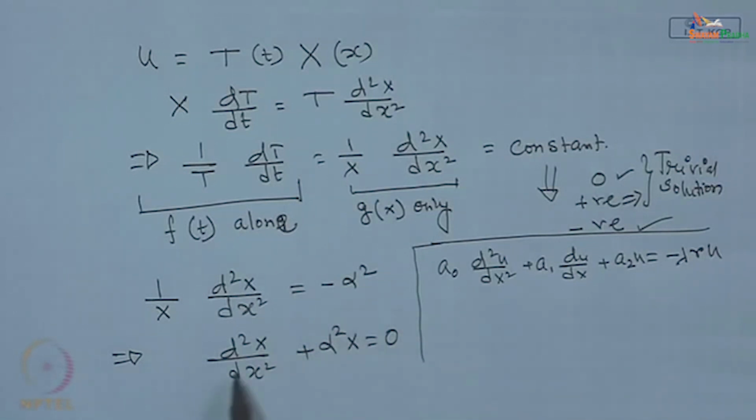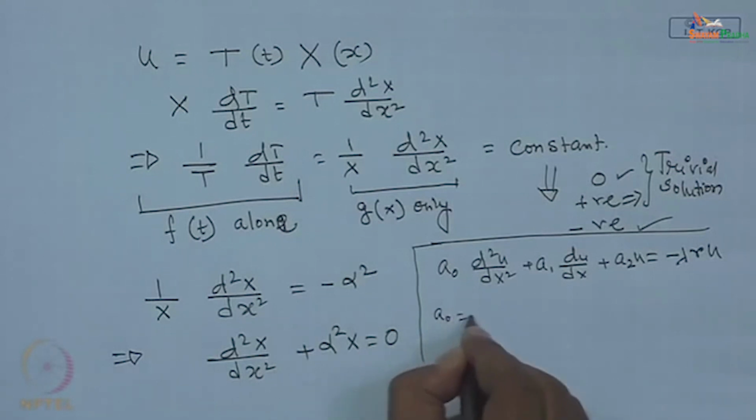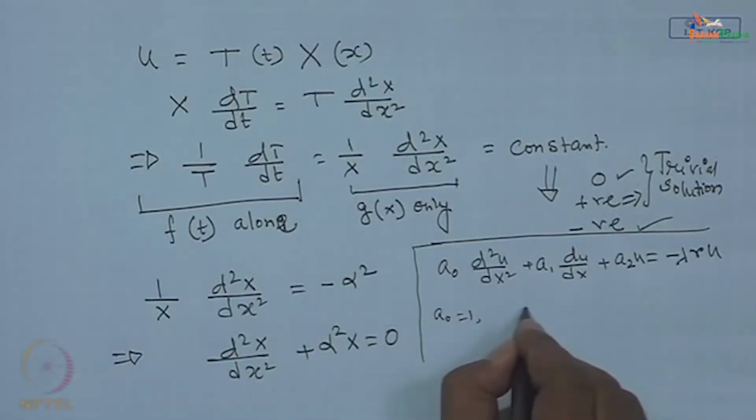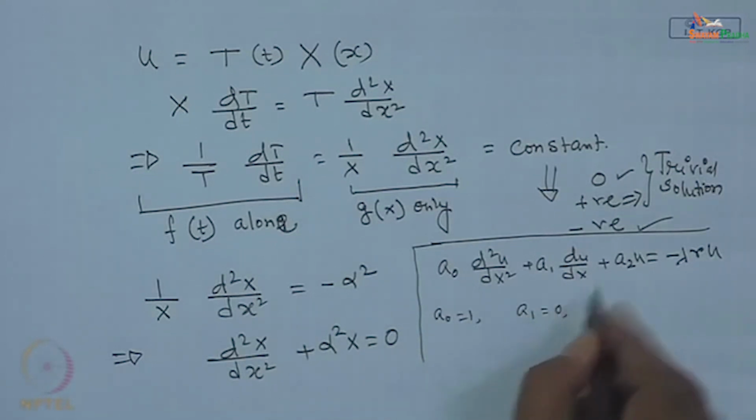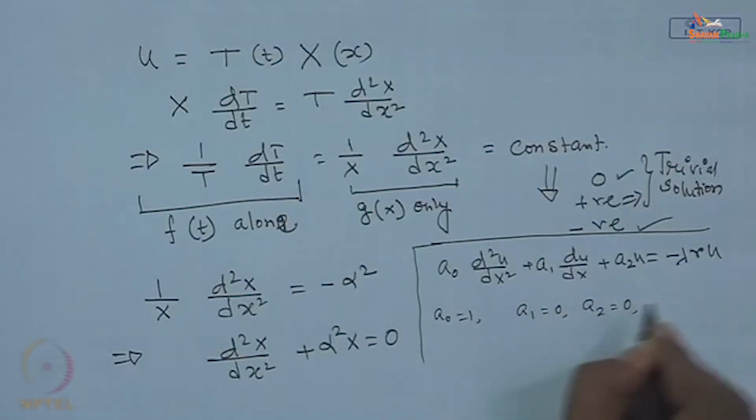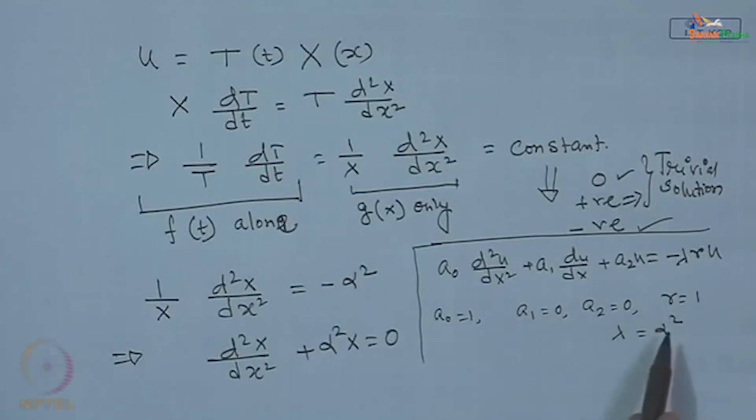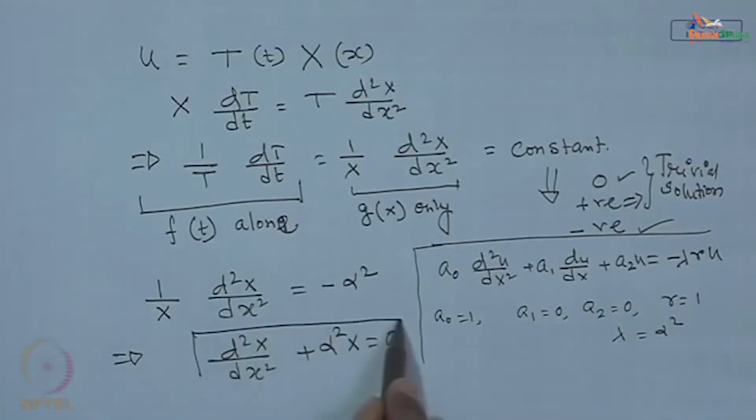Now, this equation is a special case of the Sturm-Liouville problem, because in this case a 0 is equal to 1, and a 1 is equal to 0, okay. A 2 is equal to 0, r is equal to 1, and lambda is equal to alpha square. Under this condition, the generalized Sturm-Liouville problem boils down to this equation. So, this equation is also a Sturm-Liouville problem.